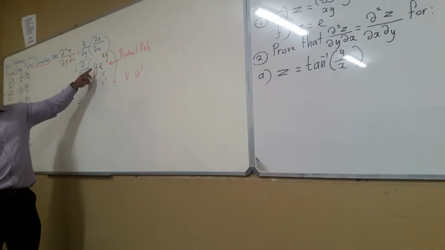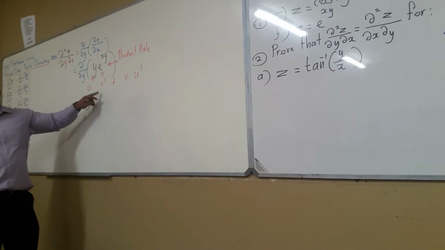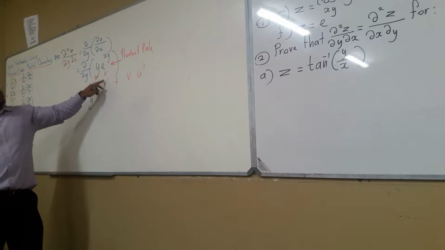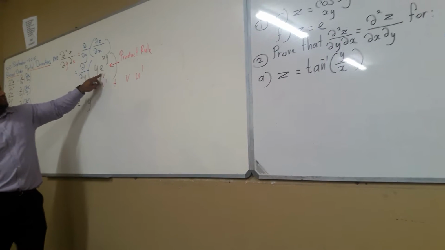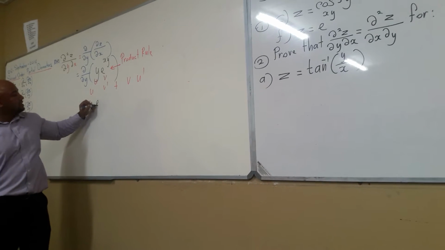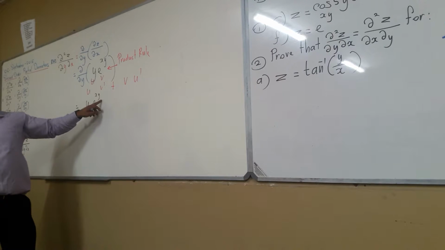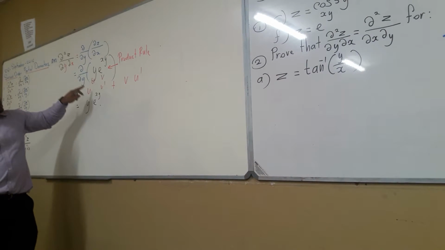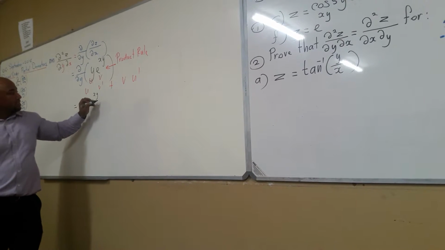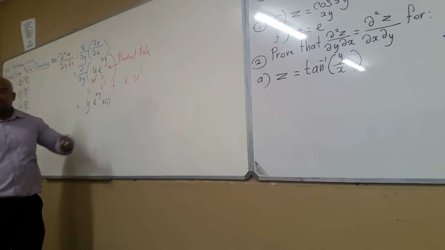So u here is y. So there is your y. V prime. V is e to the power xy. So v prime, the derivative of e to the power xy is e to the power xy times the derivative of xy with respect to y. So you treat x as a constant. So that will be x times the derivative of y, which is 1.